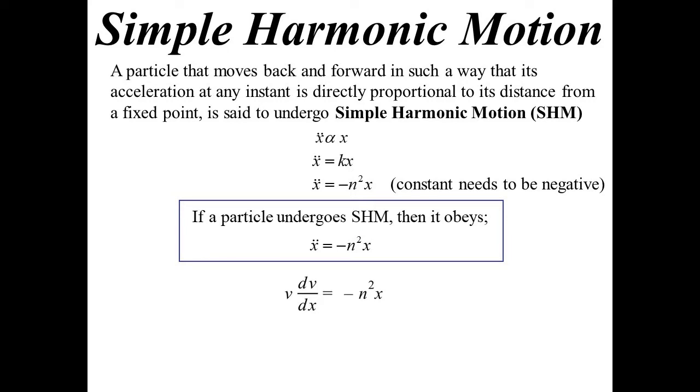v dv/dx therefore is minus n squared x. Separate my variables. Now, I need some initial conditions. So what do I know? I know that when it gets to its furthest point, it stops. I'm just going to call that A. So when it gets to A, the velocity is 0. Let's find the relationship between v and x. So we integrate. v squared ends up being n squared (A squared minus x squared), which means v is plus or minus n root A squared minus x squared.